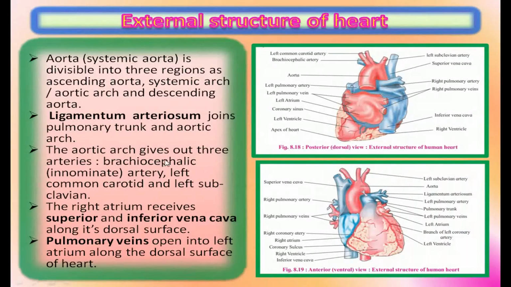The aortic arch gives out three arteries. The first artery is called the brachiocephalic artery. Here in the posterior or dorsal view, the brachiocephalic artery. It is also called the innominate artery.